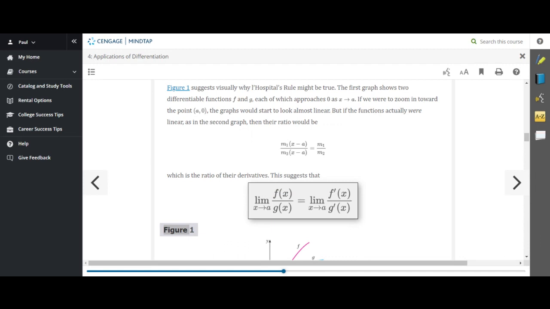Okay, so naturally, this is being recorded. So those of you that arrived late today, I'll ask you to refer back to the recording. But we've not done any actual problems yet. We've just been talking about L'Hopital's rule.